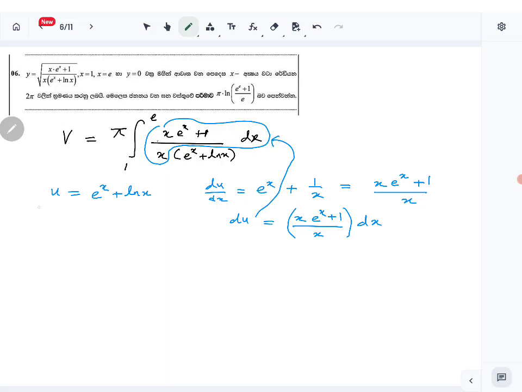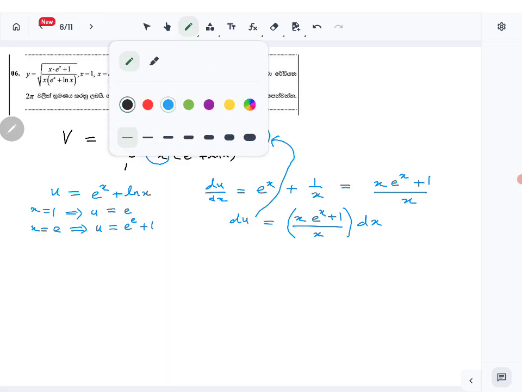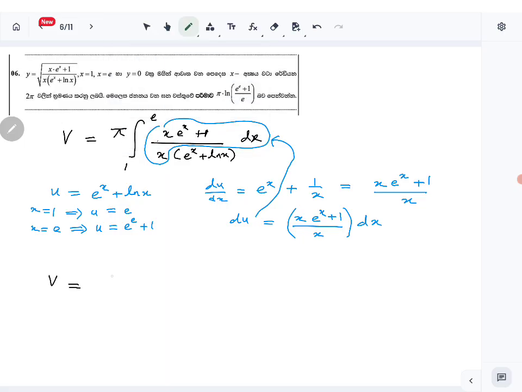Now the limits also we have to change. When x equals 1, u equals e. When x equals e, u equals e to the e, ln e is 1, that one. So now let's apply the substitution and get the volume.